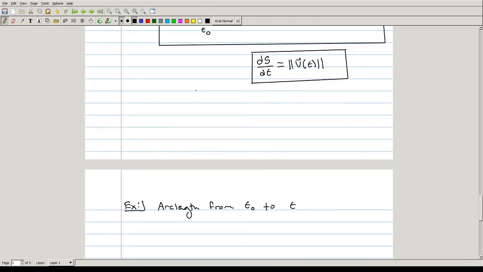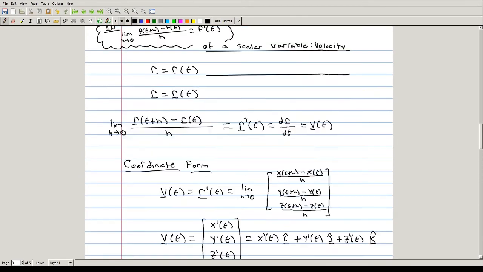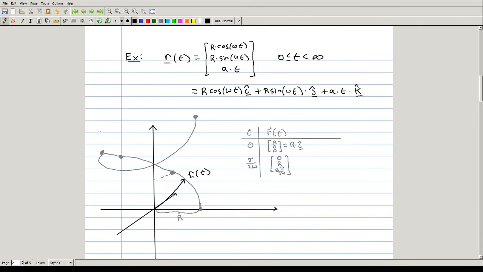Let's stick with the helix example. Say on the helix that we described before, we want to figure out the arc length from t naught to t. Now recall that the helix equation is parameterized like this.